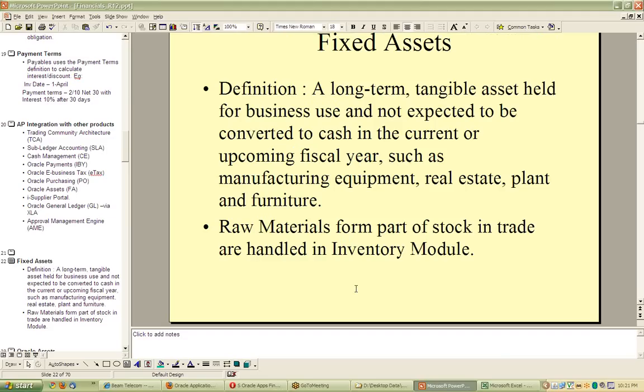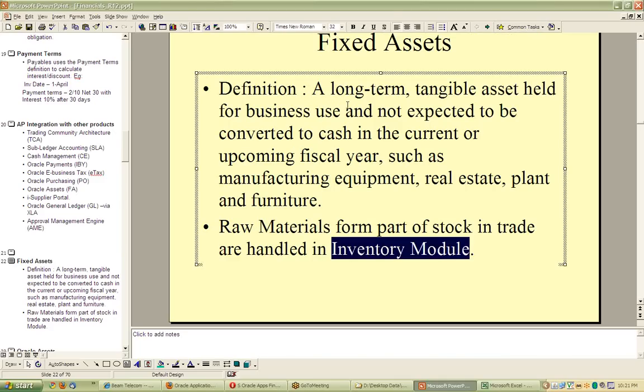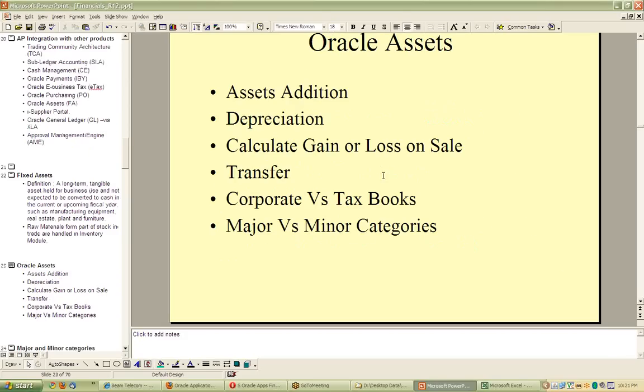Now moving over to the fixed assets, you know what a fixed asset is, right? So the current assets, namely the stock in trade, are handled in the inventory module. Okay. So the assets module takes care of long-term tangible fixed assets. So we have addition, we have depreciation. You calculate gain or loss on sale, you transfer the asset.